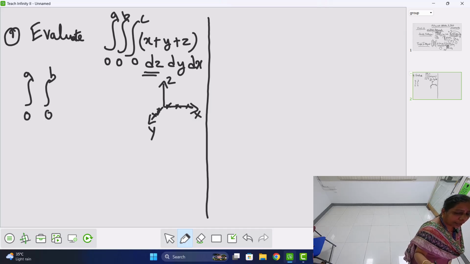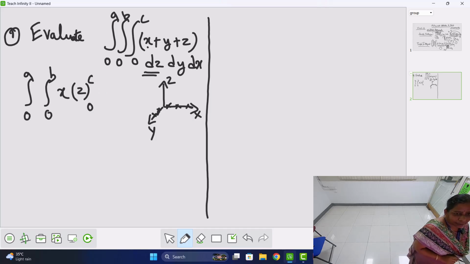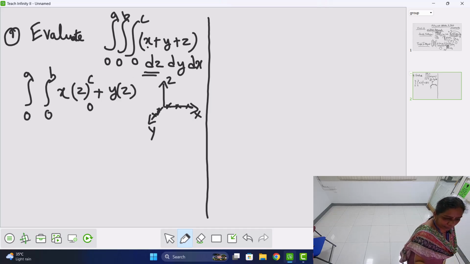So we have to see only the points moving along the y-axis. So what happens here? Since we are integrating with respect to z, x should be what? Constant. So keep x as it is, and then the integration of dz is z, right? What is the limit? Lower limit is 0, upper limit is c. So plus y. So y into what? Y into z. So lower limit is 0, upper limit is c later on.